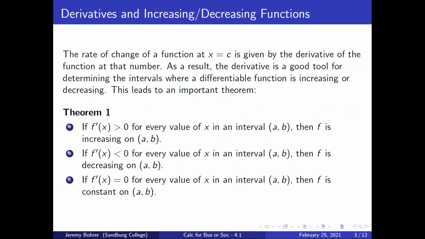The rate of change of a function at x equals c is given by the derivative of the function at that number. As a result, the derivative is a good tool for determining the intervals where a differentiable function is increasing or decreasing. This leads to an important theorem. If f prime of x is greater than 0 for every value of x in an interval (a, b), then f is increasing on (a, b). If f prime of x is less than 0 for every value of x in an interval (a, b), then f is decreasing on (a, b). And if f prime of x equals 0 for every value of x in an interval (a, b), then f is constant on (a, b).